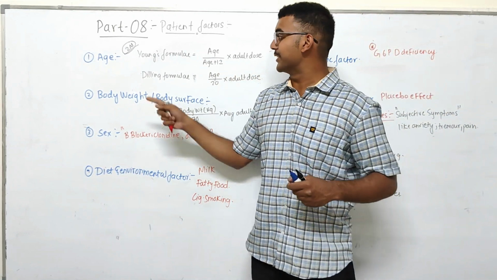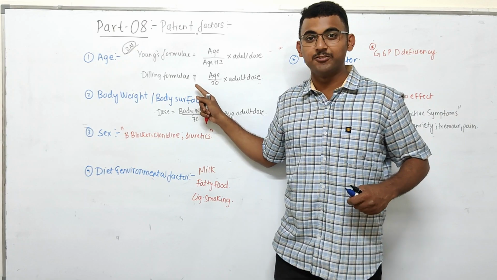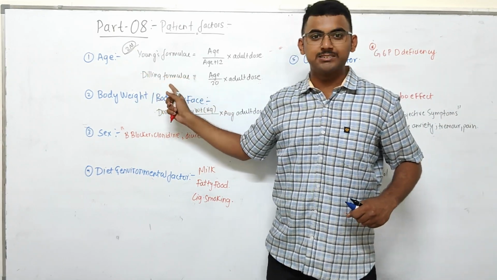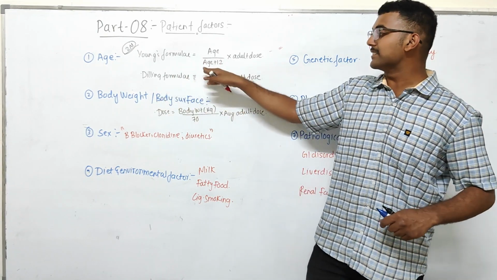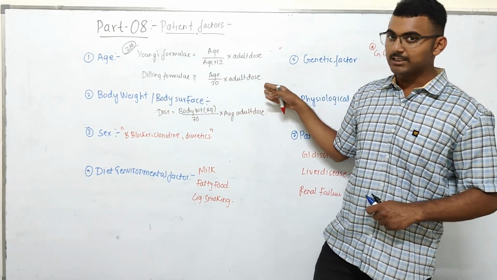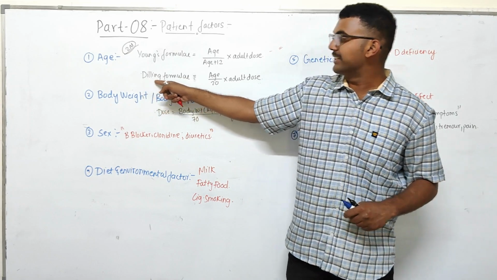But similarly, you are going to have your Dilling's formula. And Dilling's formula is nothing but the child dose is equal to age divided by 20 into adult dose. Okay, now how to remember Dilling's formula?